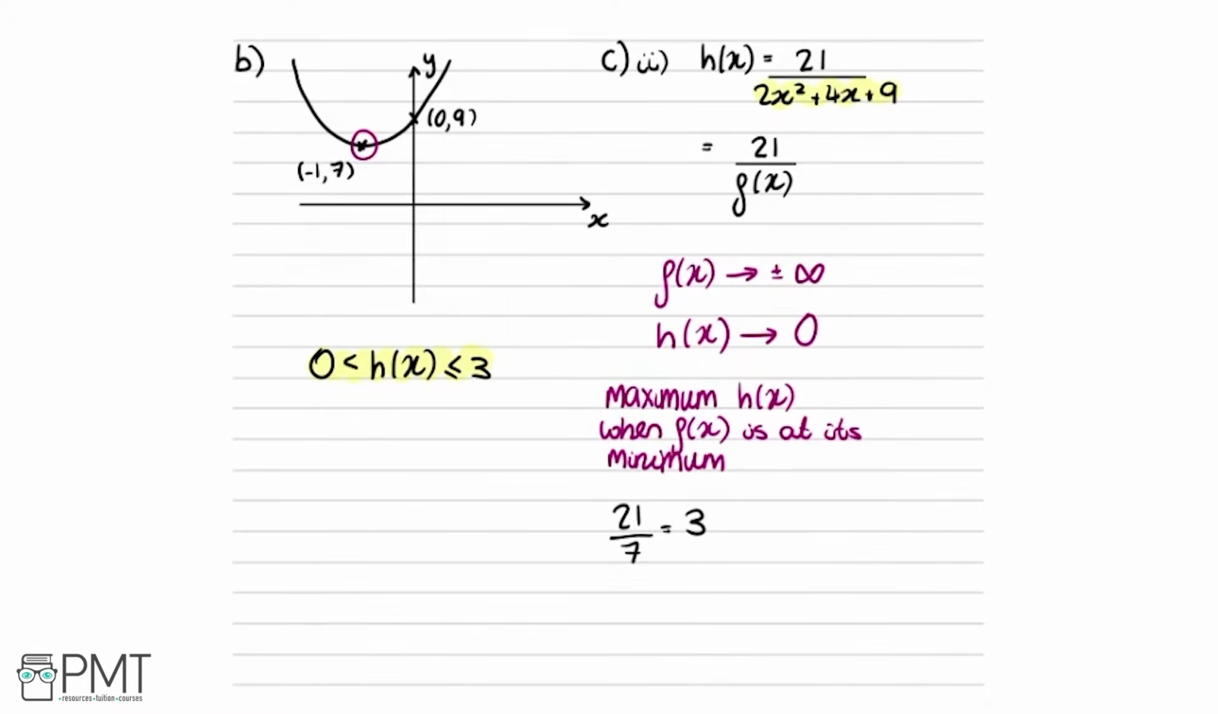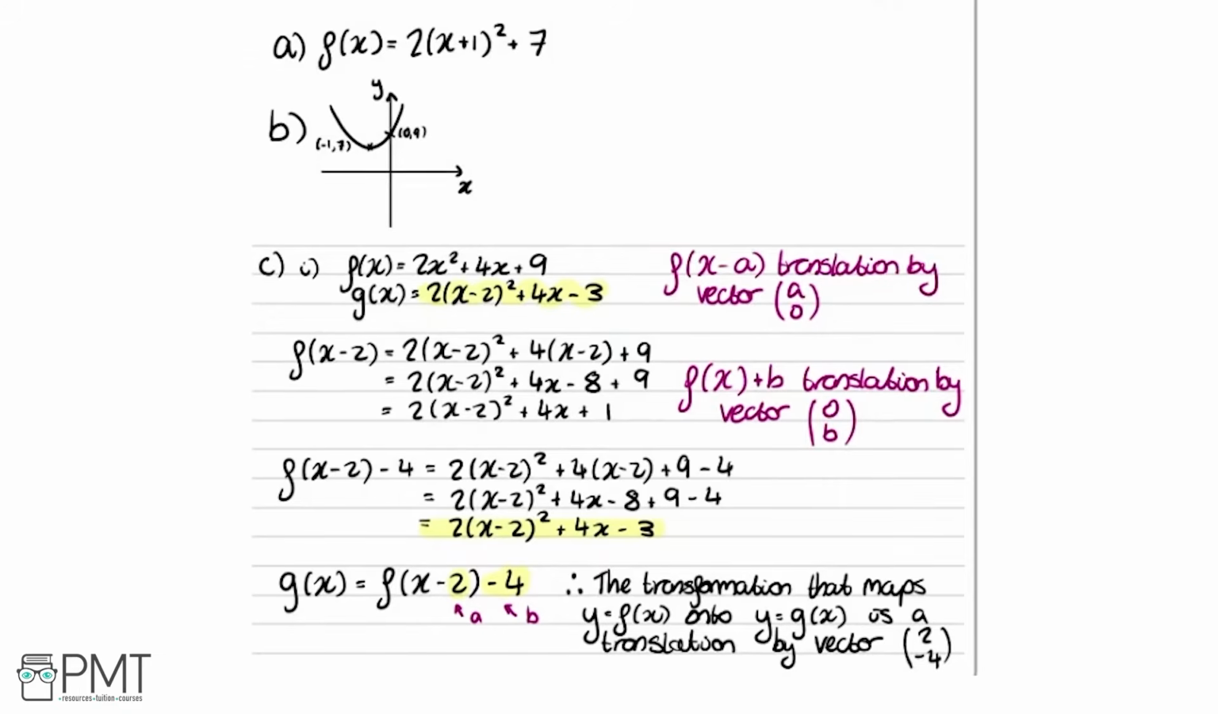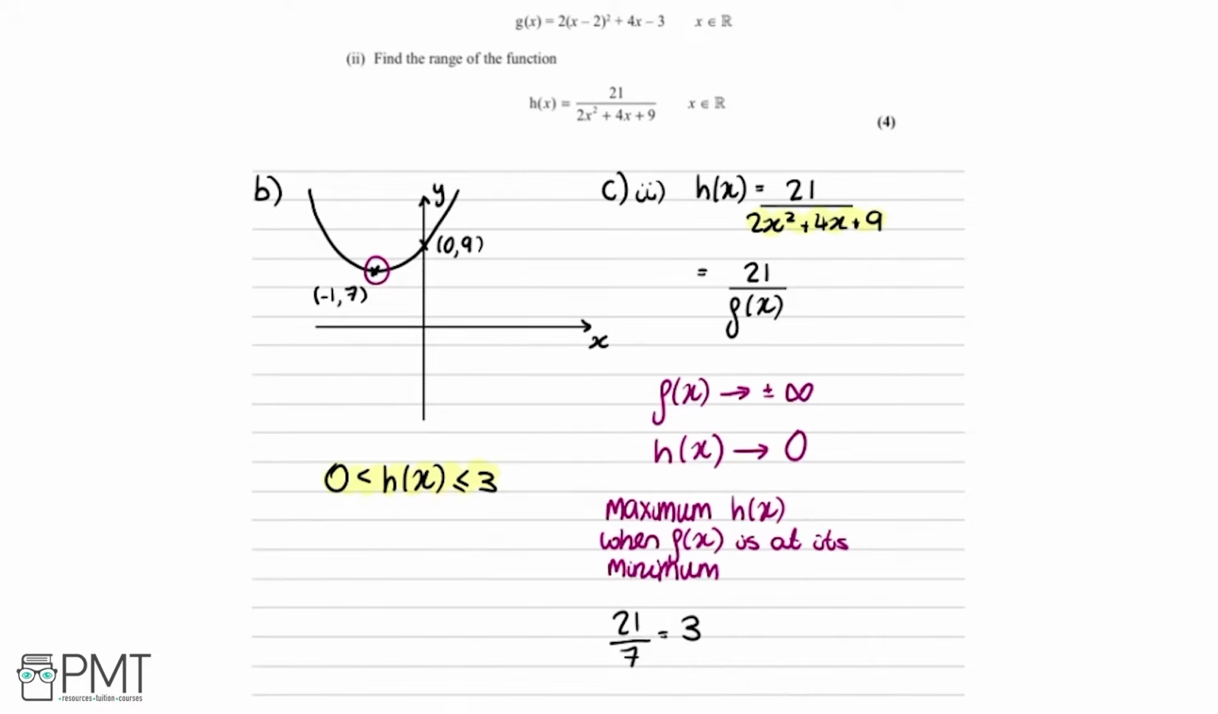So looking to see where we get our 4 marks in question C. We get 2 marks for the correct vector, so saying that it's a translation by this vector. If we'd only got one of these values correct, then we'd only get 1 mark. And here we get 1 mark for working out that we'll get the maximum value of h of x when we've got the minimum value of f of x, and the minimum value of f of x is 7. So working out 21 divided by 7 equaling 3. And then we get the final mark for the correct range of h of x.